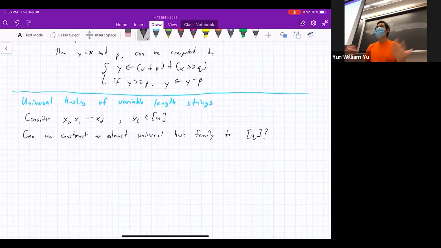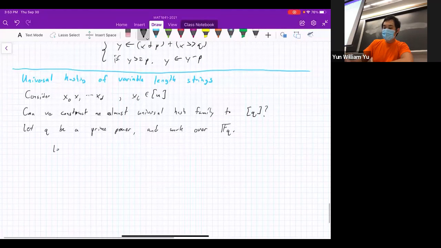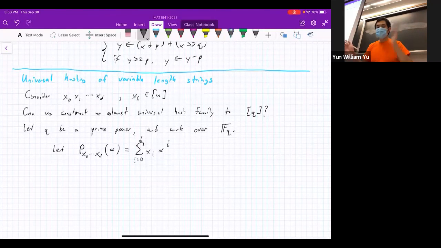Again, we're going to work in this finite field, and then we're going to make use of the fundamental theorem of algebra. So let Q be a prime power and work over the Galois field again. Let's define a polynomial P of x0 through xd, with our variable name being alpha, equal to the sum from i equals 0 to d of xi alpha^i. Okay, so we're just going to define this polynomial. It's some polynomial of degree d.